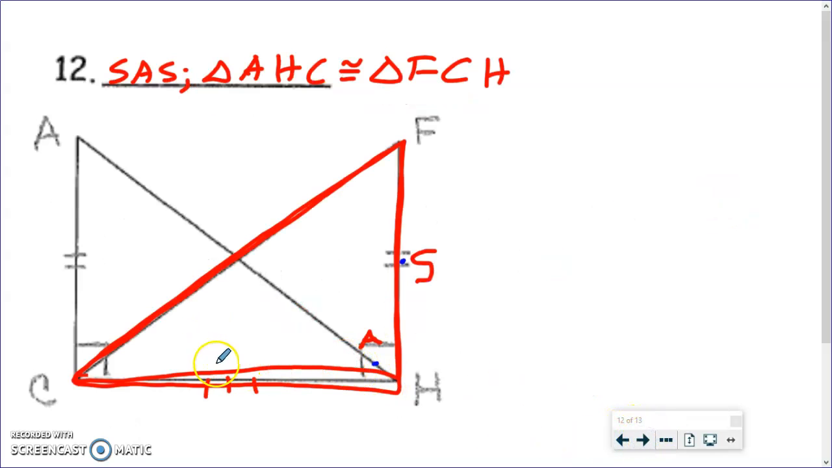And the last one here, what we really want to do is pay attention to this bottom line, because we have a side congruent to this side, this right angle is congruent to this right angle, and then this bottom length is the same in both triangles. So that's why we get the third piece of information, which is a side. So that's why we get side, angle, side.